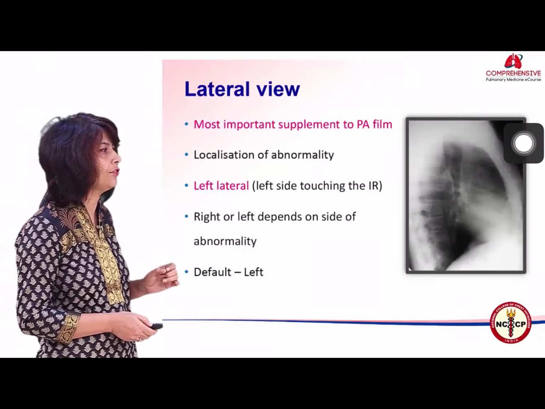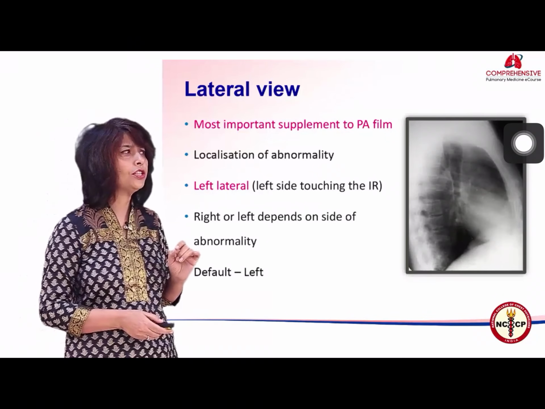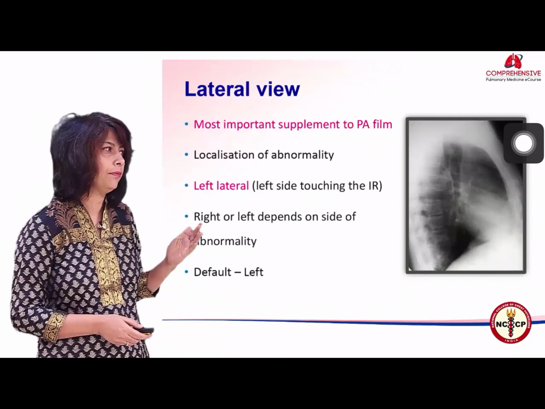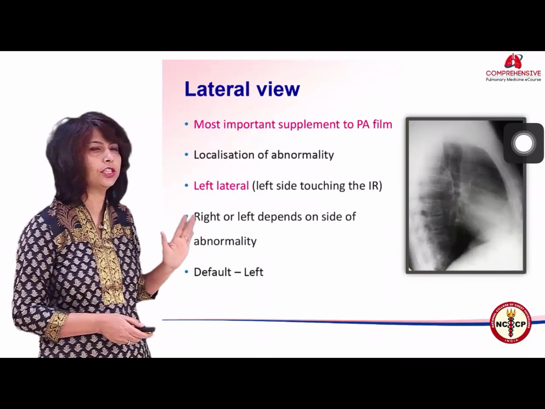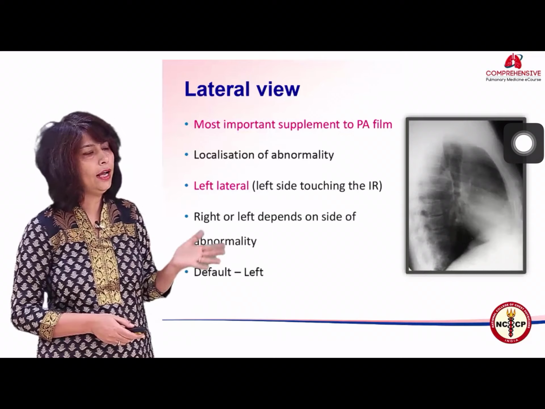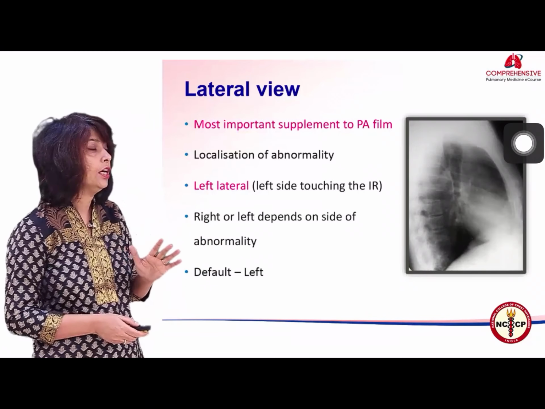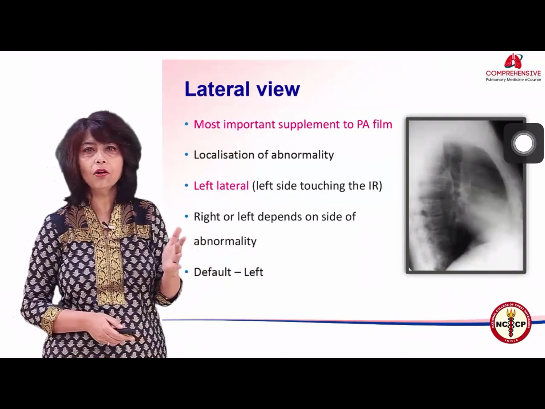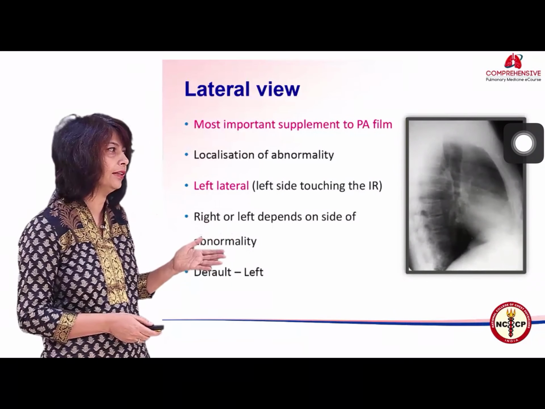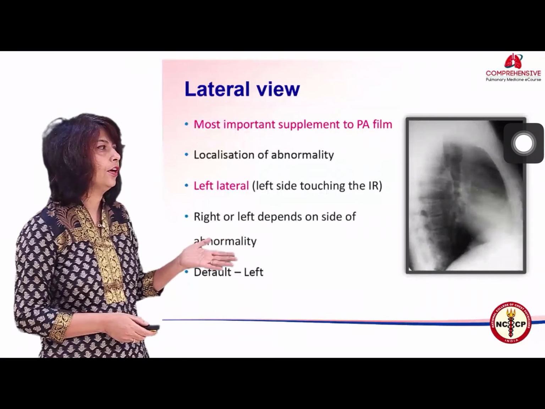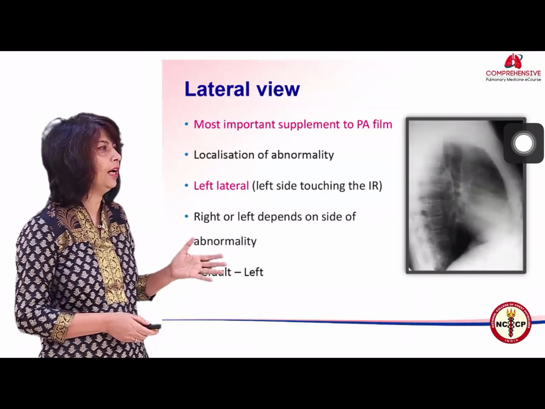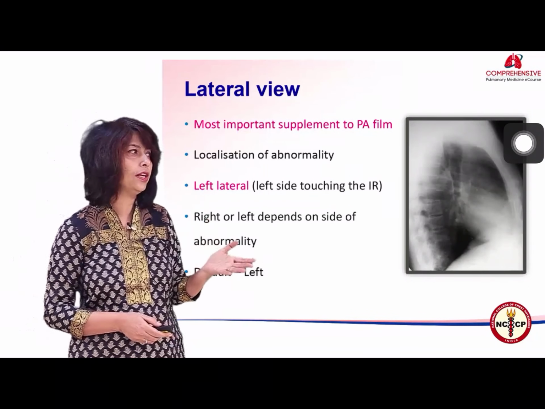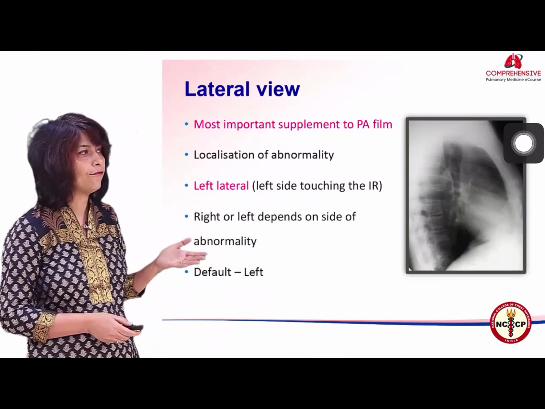If we look at the lateral view, which lateral to perform? How is a lateral labeled? So, the left lateral means the left side of the patient touches the image receptor, and vice versa for the right. So, we will choose which side will touch the image receptor depending on which side the abnormality is. And if you cannot make out which side the abnormality is, or it is a mediastinal lesion, the default lateral, as it is called, is the left lateral.